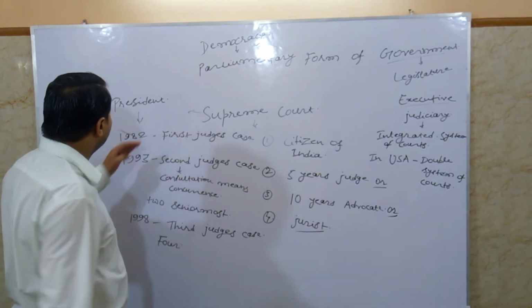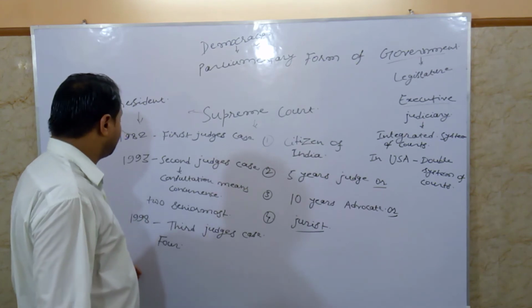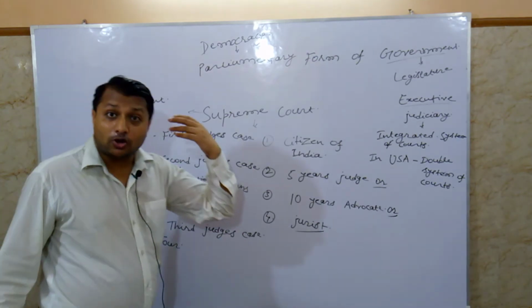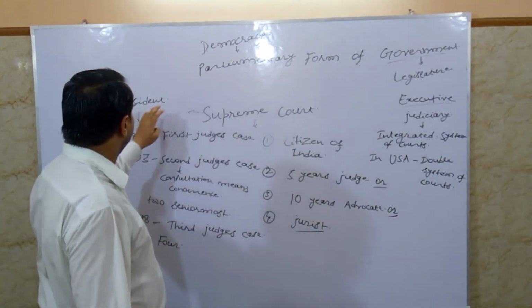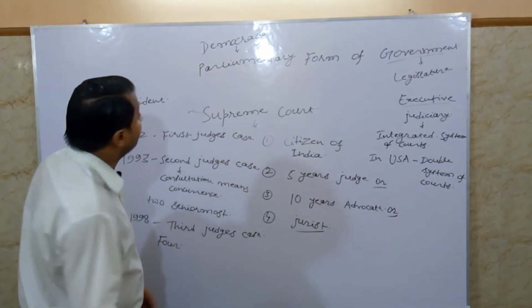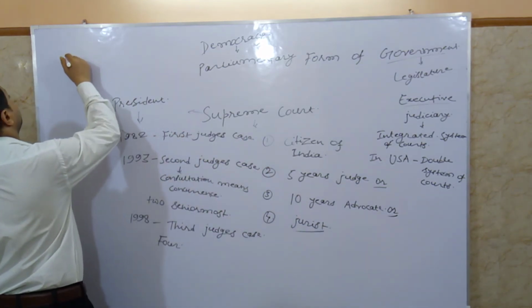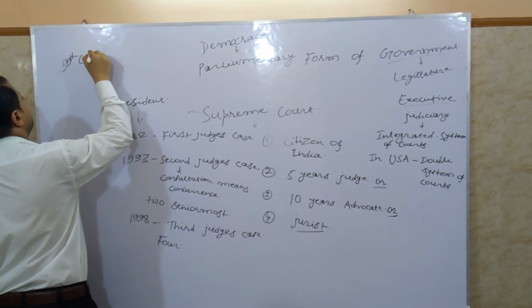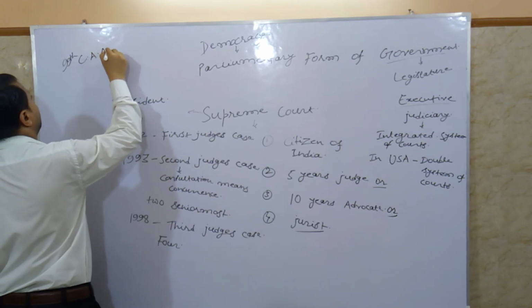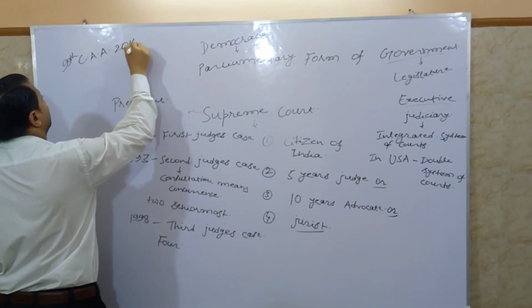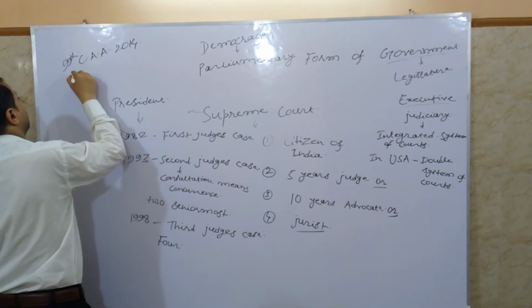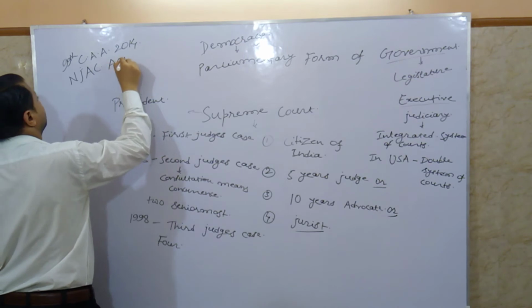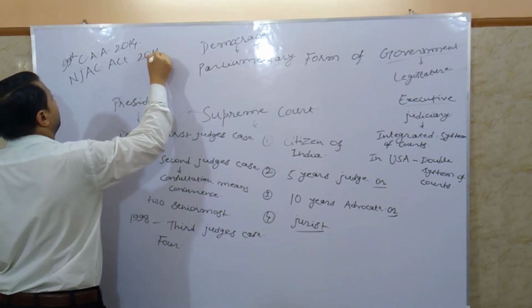These are all about how the conflict arises between the judiciary and the executive in the matter of appointment of judges. But then came the 99th Constitutional Amendment Act 2014 and the NJAC Act 2014. What are all these things?